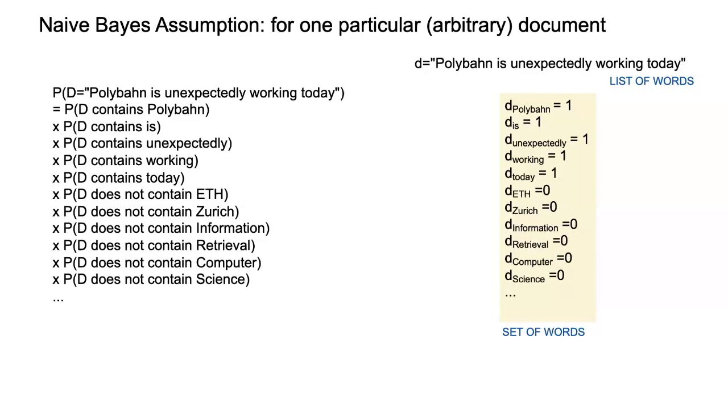Okay, great. So now, how do I compute the probability that my document is Polyban is unexpectedly working today? I'm saying it's a product. It's the probability that it contains Polyban, multiplied by the probability it contains is, multiplied by the probability it contains unexpectedly, and so on and so on. And then multiplied by the probability it does not contain ETH, it does not contain Zurich, it does not contain information, and so on, right? And the reason I can do a product is because of my assumption. If I assume that the terms are all independent from each other, I can just compute a product like that. For whom does that make sense? Just a big product.